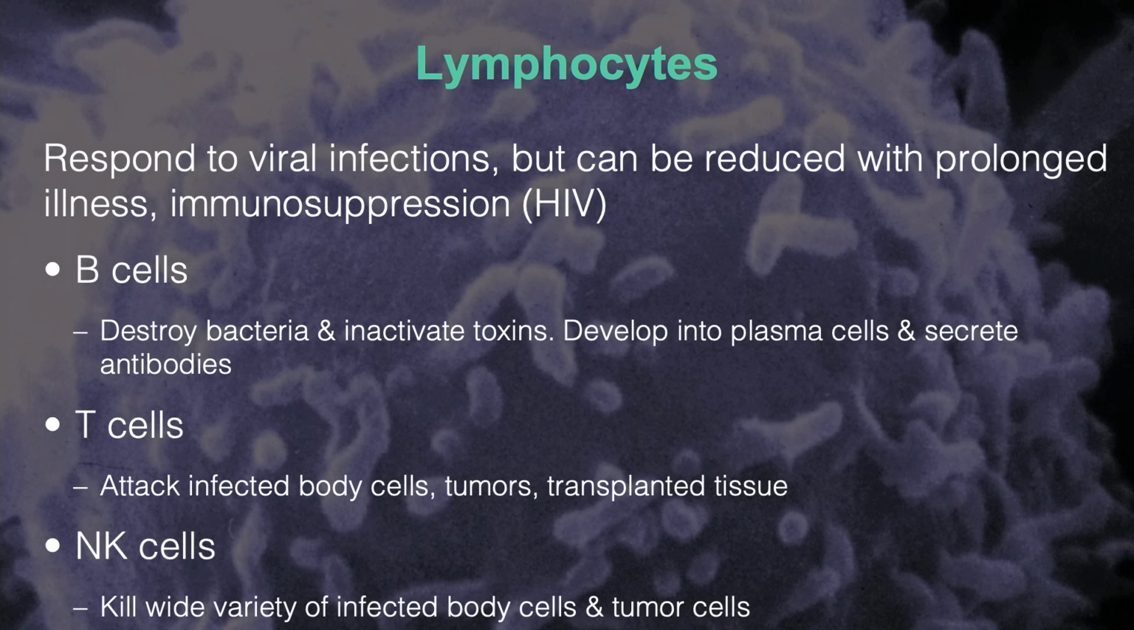And lastly, natural killer cells. They're the general specialists. They can attack tumor cells, they can attack bacteria, they can attack infected body cells, a wide variety of infected cells. So they are the jack of all trades cells in the body.